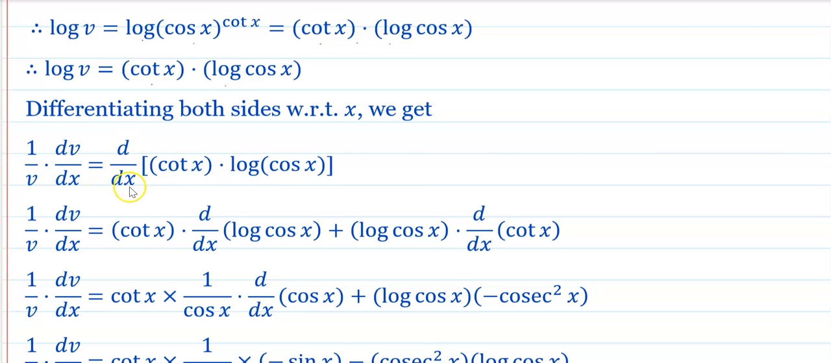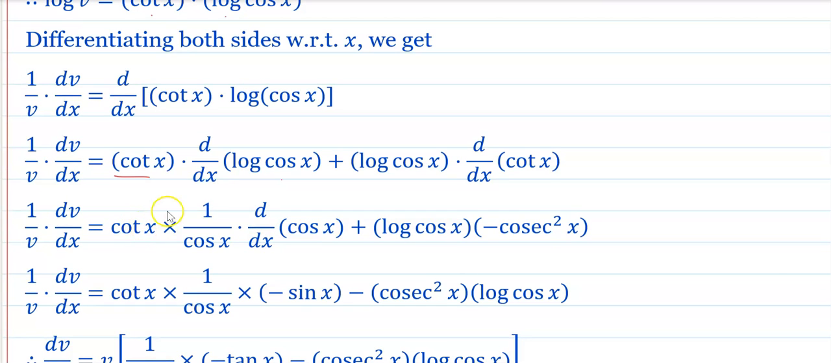That is equals to d by dx of cot x into log of cos x. We'll apply here the product rule. Keep first term as it is, d by dx of log of cos x, plus log of cos x into d by dx of cot x. Cot x is as it is. What is the derivative of log of cos x? 1 upon cos x into d by dx of cos x, plus log of cos x as it is, we keep here. What is the derivative of cot x?